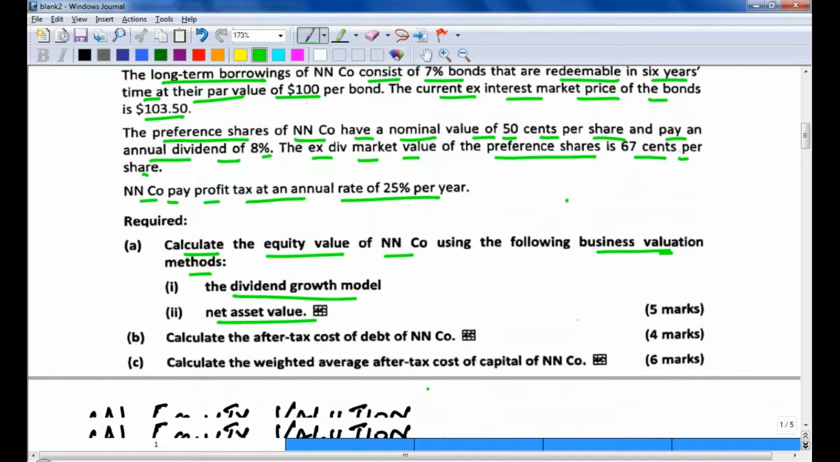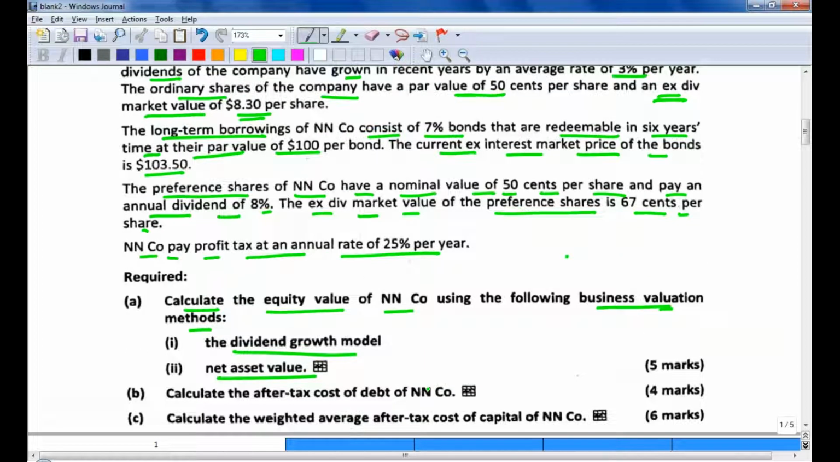Required, these are the requirements: calculate the equity value, then calculate the after-tax cost of debt, then calculate the weighted average after-tax cost of capital of the NN company.